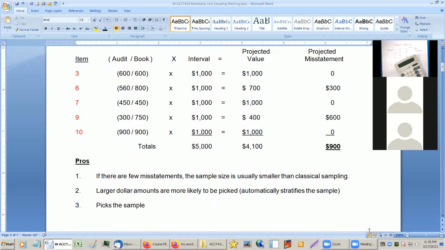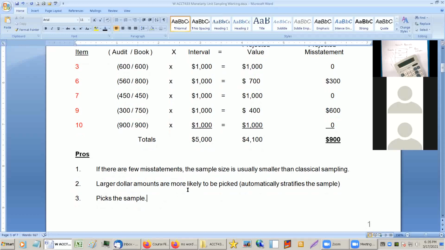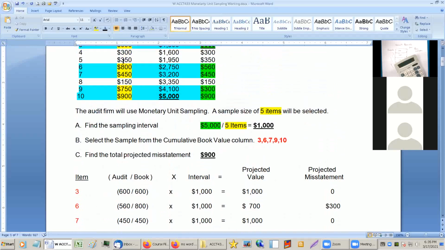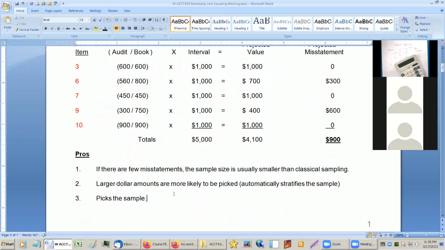You're not pulling out a random number table, randomly picking it. It will pick out the ones that you want. Whatever ones cross the interval, those are the ones that get picked. And this last one is maybe the most important and why we like this one.